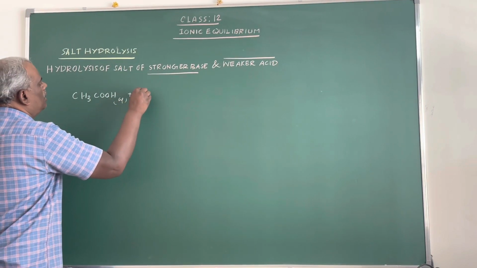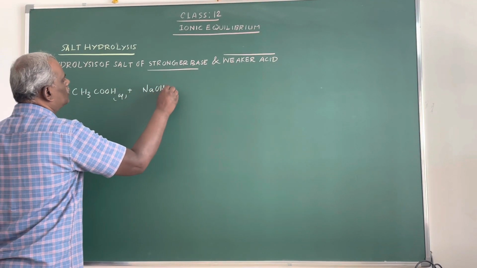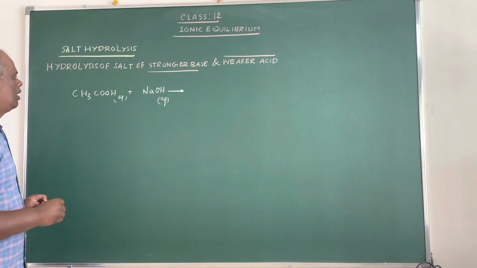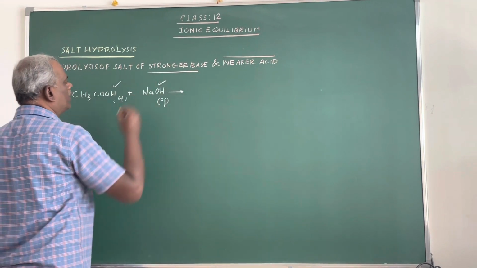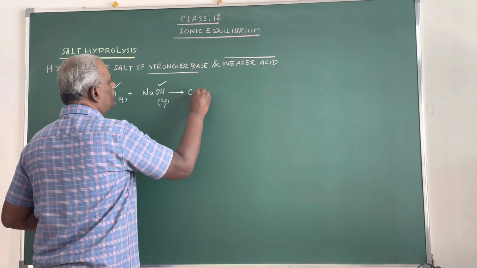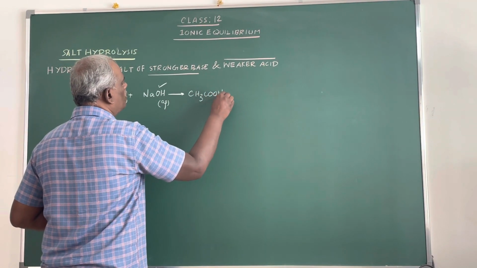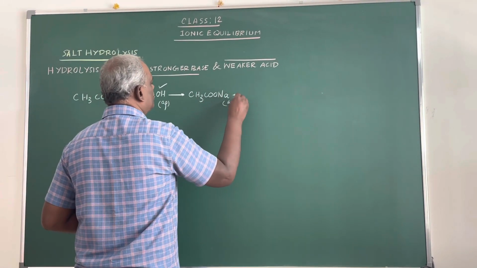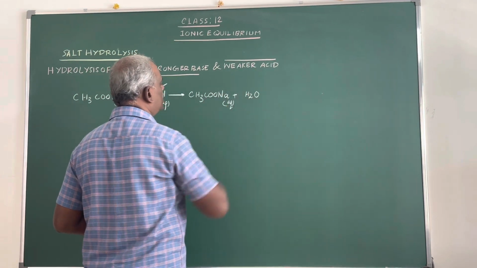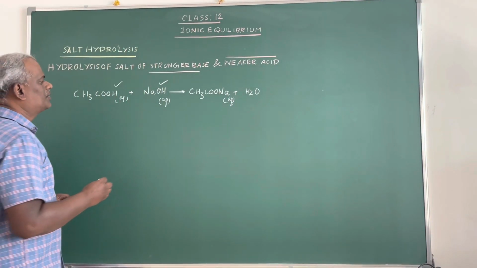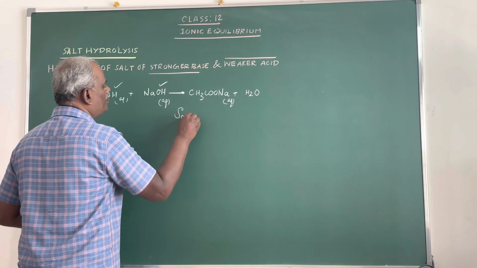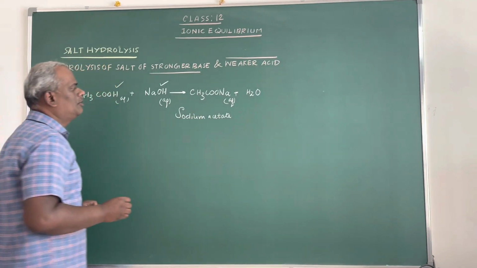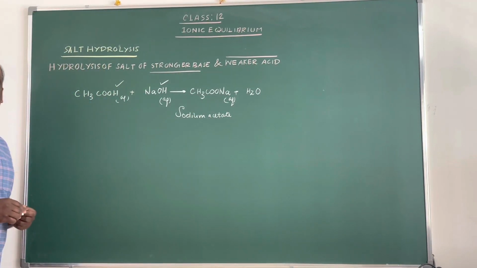Aqueous, when it is in contact with a stronger base like sodium hydroxide in the aqueous medium, what happens? The H plus can combine with OH minus to form H2O, so that we will be getting CH3COONa, the sodium salt of that, plus H2O. In this way the salt is formed. So sodium acetate is the best example of the salt obtained from the stronger base and weaker acid.